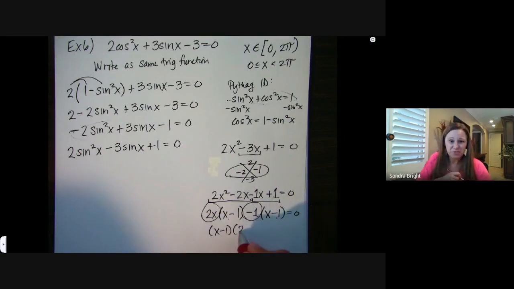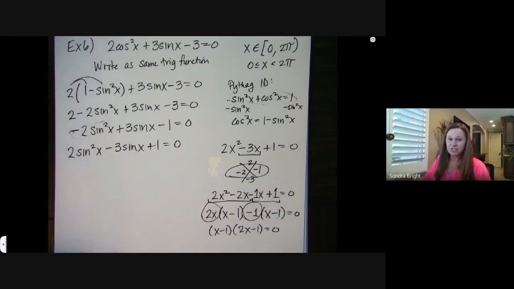That is a review. Hopefully you totally remember how to factor. And do you have to do it this way? No, I learned it guess and check. So if you can figure out how it factors by guessing and checking, you can do it that way too. All right, so what does this mean?